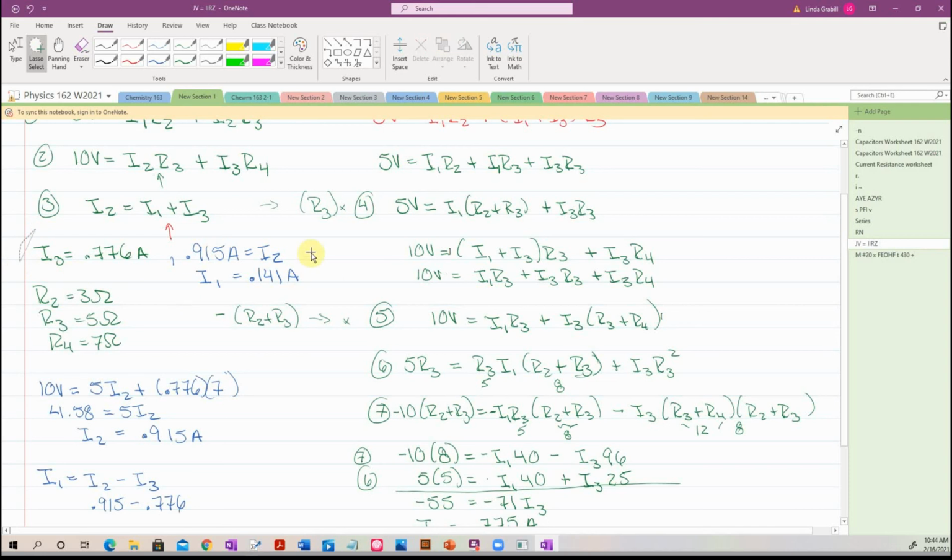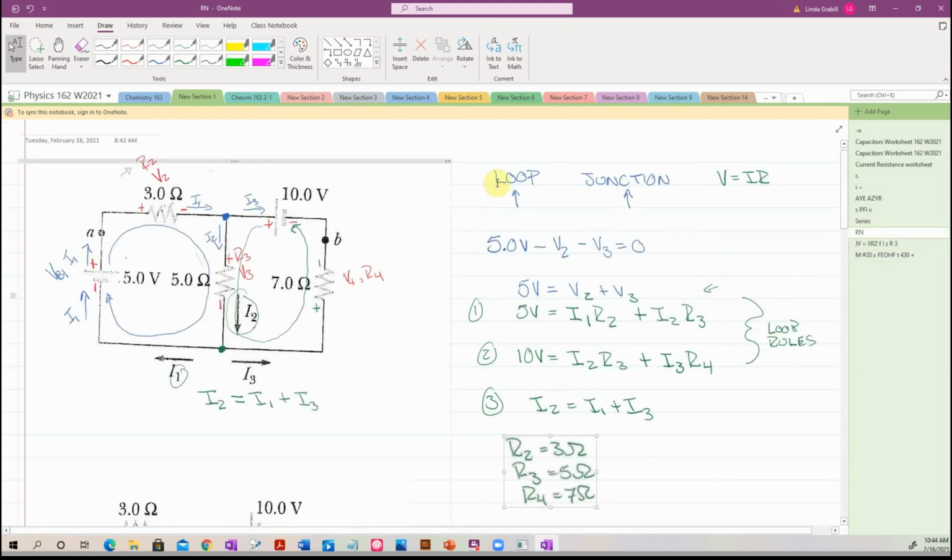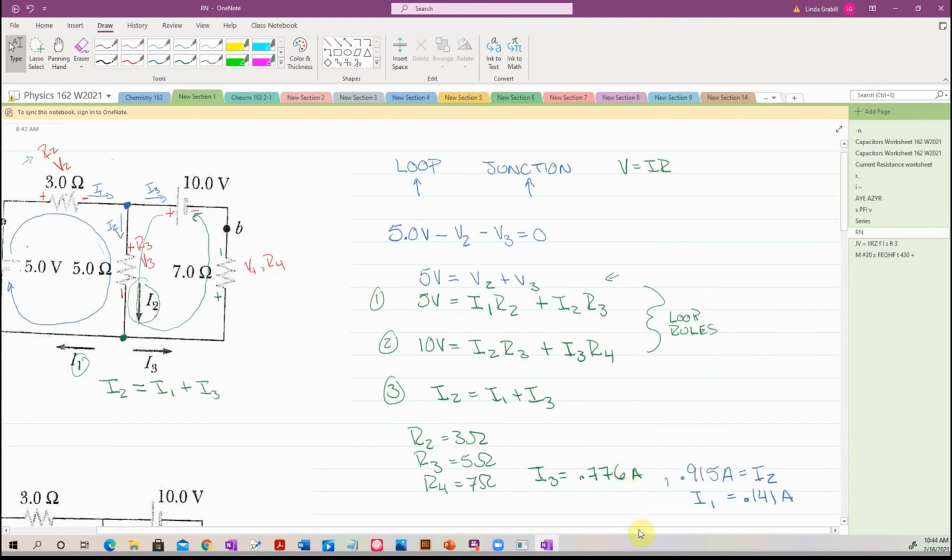So let's take this back and look at our original circuit. Ooh, not delete, undo. Copy. Again, not chemistry. There we go. Let's just put this here. Okay. Actually, I want it on the circuit so I can actually see what we're doing.